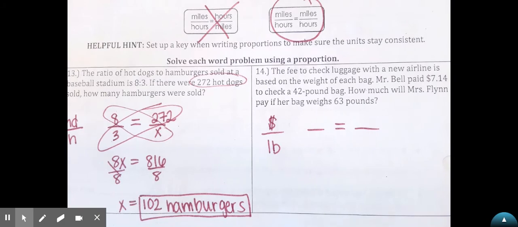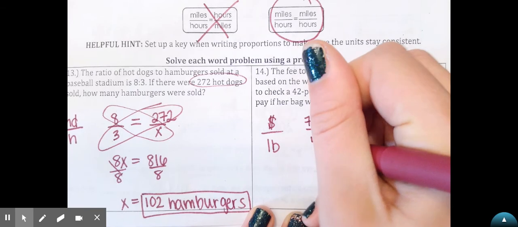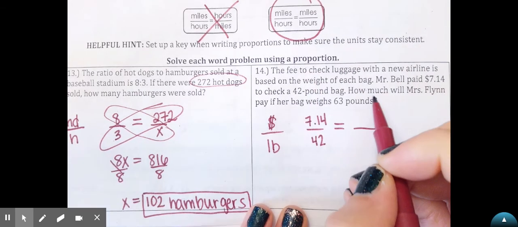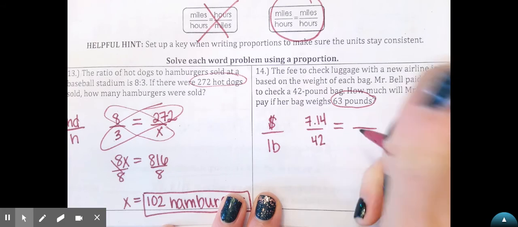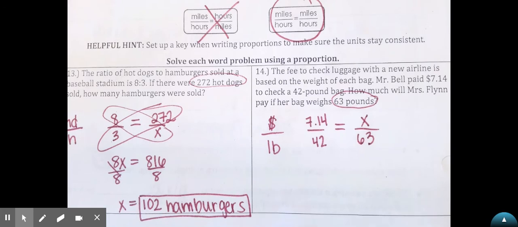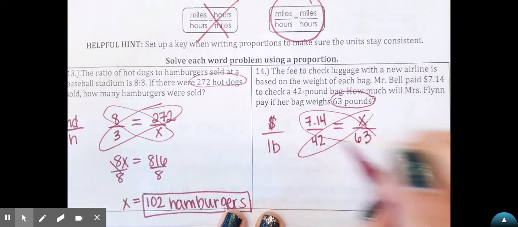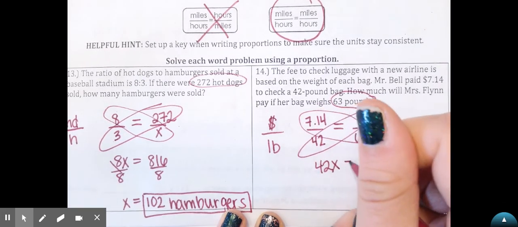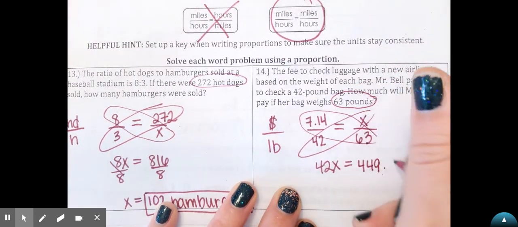So Mr. Bell is up first, and it looks like he paid $7.14 for a 42-pound bag. The other piece of information I'm given is Mrs. Flynn's 63-pound luggage. So pounds looks like it's represented in the denominator. So that's where 63 goes, and the missing spot is X. X is in the numerator. Numerator represents money. That's exactly what I'm asked to solve for. How much she'll pay. So 42 times X is 42X. 7.14 times 63 is 449.82.